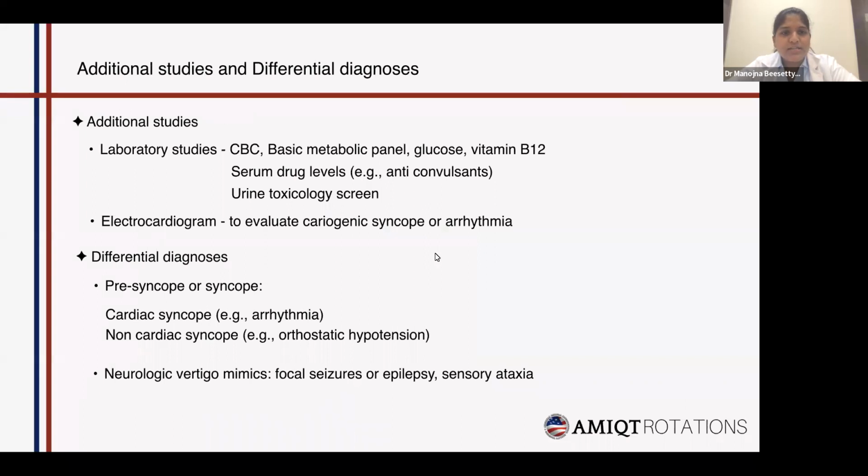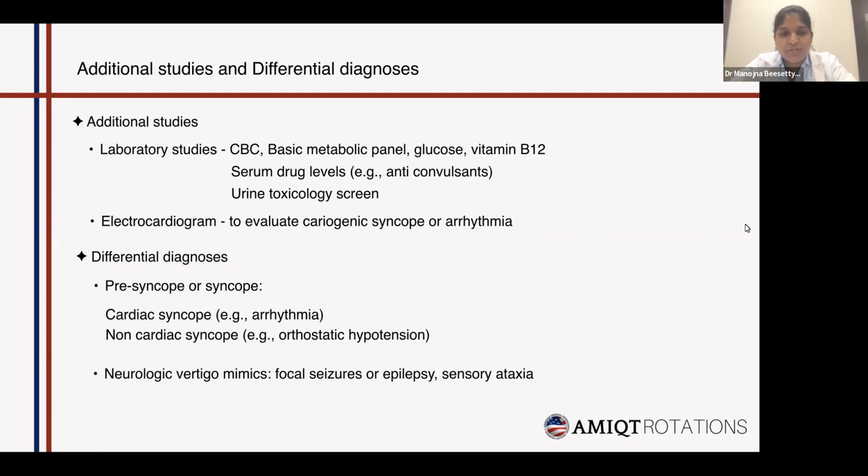Additional studies and differential diagnosis. With the earlier examinations and targeted maneuvers, if we were unable to find out the cause of the vertigo, then we should be going with these additional studies. The studies are laboratory studies: CBC, basic metabolic panel, glucose, and vitamin B12 levels. Also the serum drug levels like anticonvulsants, and the urine toxicology screen. We should also be doing an electrocardiogram to evaluate for cardiogenic syncope or arrhythmia.